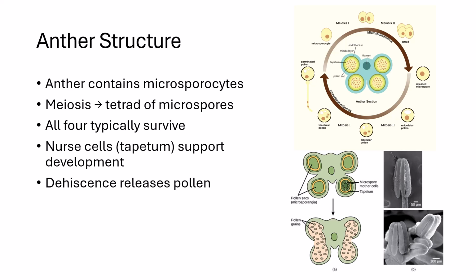Inside the anther are microsporocytes. Each undergoes meiosis to form 4 haploid microspores, the tetrad. Unlike ovule development, all 4 usually survive. These developing spores are surrounded by nurse cells, often called the tapetum, which provides nutrients. Eventually, the anther opens by dehiscence, releasing pollen. This is a quantity-based strategy.